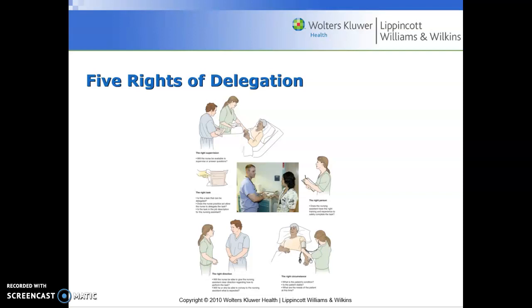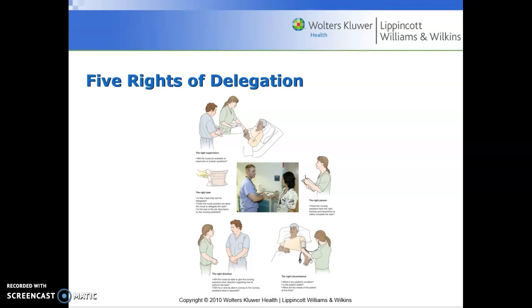The first question that you're going to ask yourself before you delegate anything is, is this the right person? Is the nursing assistant that I'm delegating this to trained? So step 1 is, is this the right person? Question 2 is the right circumstance. Is the patient's condition stable? Should the nurse do the task herself, or should she delegate this to the nursing assistant?